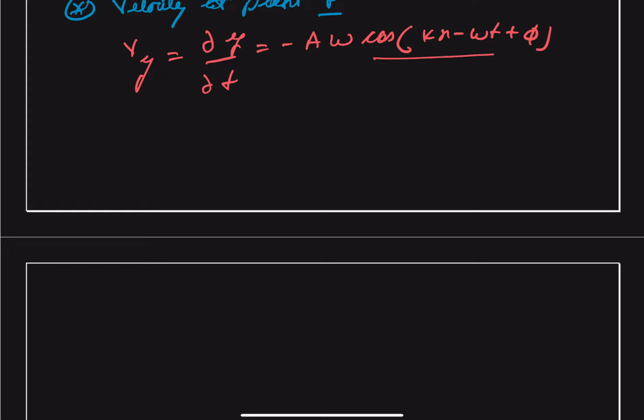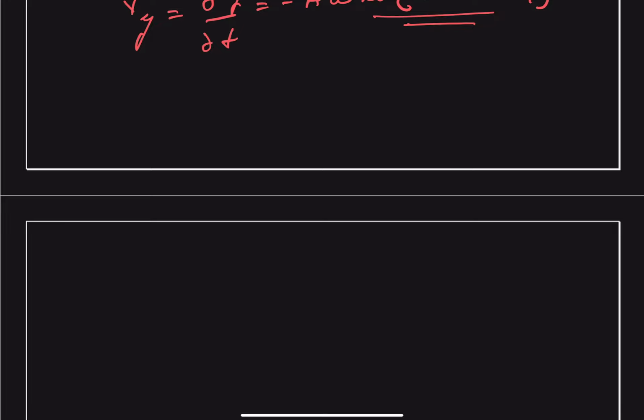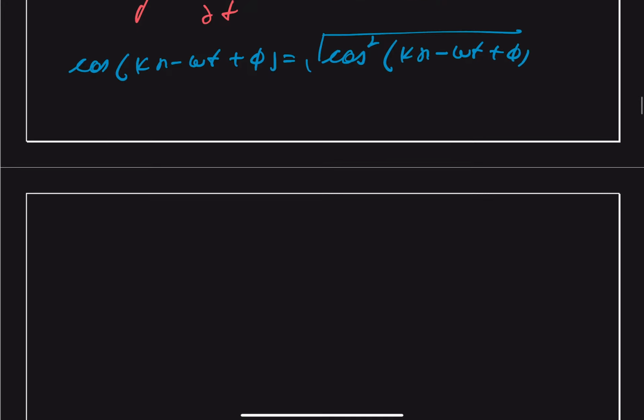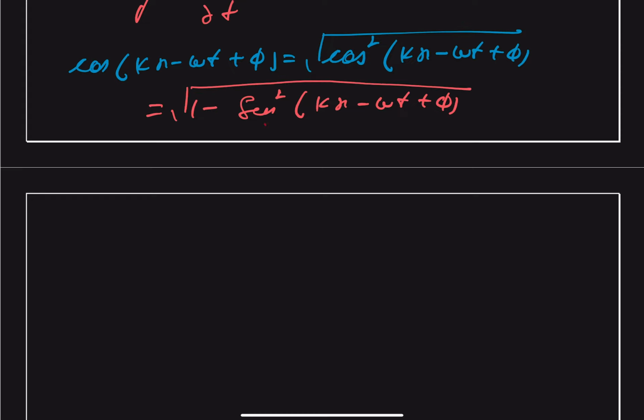And we are going to find out what will be the value of this cos function. We can write the cos of kx minus omega t plus phi as the square root of cos square of kx minus omega t plus phi, and with the trigonometric identity we can write it as the square root of 1 minus sine square of kx minus omega t plus phi. Now we are going to find out the value of the sine function. For this we are going to use equation number 1.